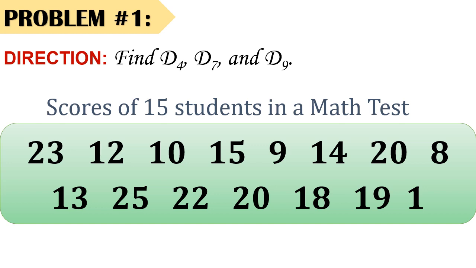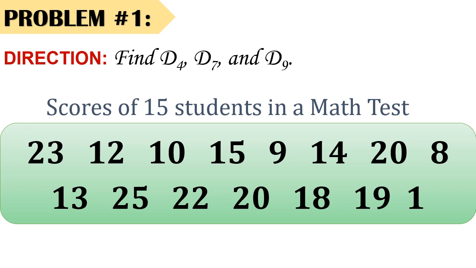Now let's say we have 15 students, and these are the scores of 15 students in a math test. We are supposed to find out D of 4, D of 7, and D of 9. A while ago, we analyzed that 1 decile is equivalent to 10 percentiles. So you can use all the solutions that we used before in dealing with the percentiles for ungrouped data to solve for D of 4, D of 7, and D of 9, as long as you know the corresponding value or rank of these deciles in relation to our percentile.